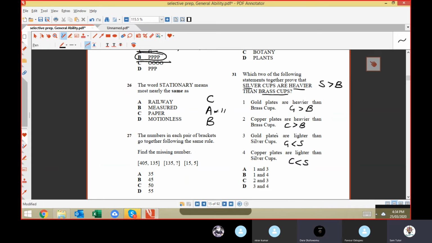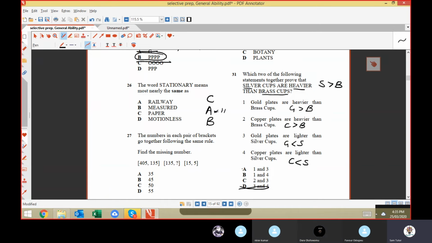If it was D, gold plates are lighter than silver cups, and copper plates are lighter than silver cups. Well, now you know that gold plates and copper plates are lighter than silver cups. That's all you know from 3 and 4. That does not tell you that silver cups are heavier than brass cups. It doesn't even mention brass, so you can't really have 3 and 4.